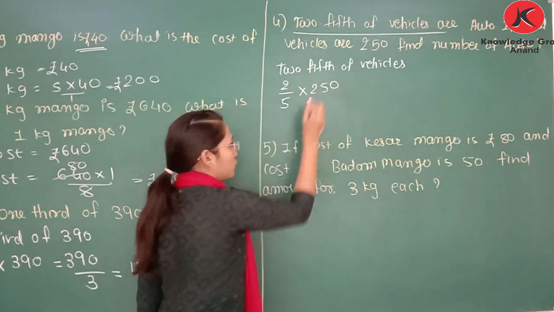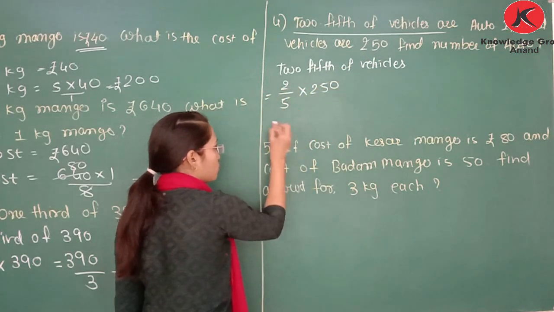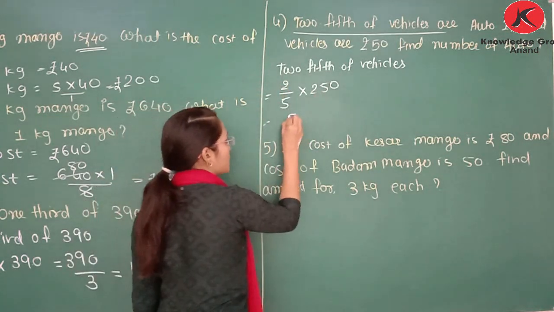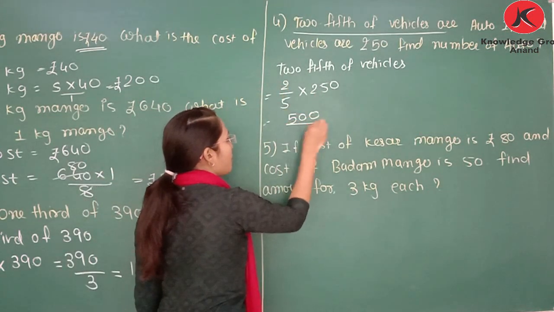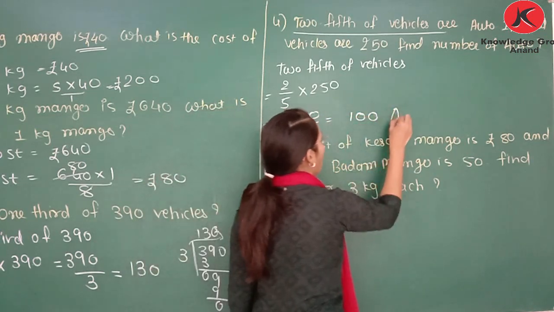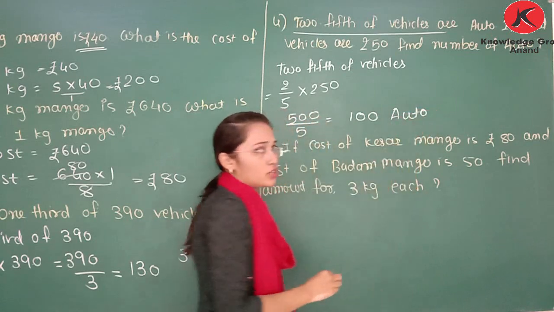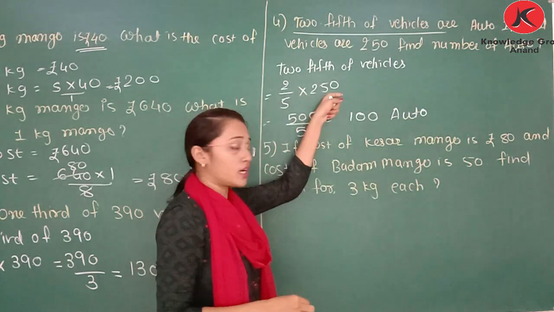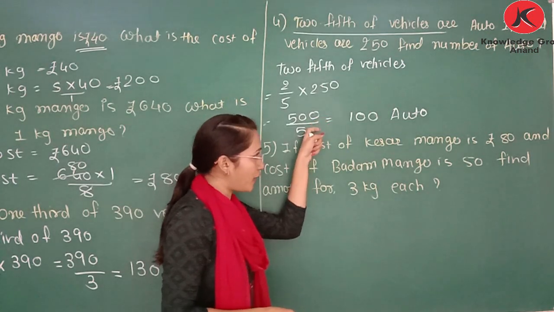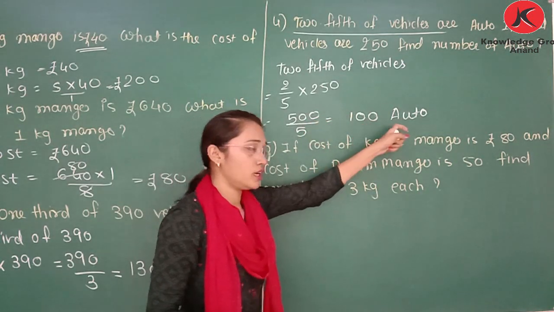So multiply by 250. 250 multiplied with 2. The numerator, the one on top, is multiplied. 250 multiplied by 2 is 500. Divide by 5. What is this? It is 100, that are autos. Clear? 2/5 of total vehicles. So 2 into 250 is 500, divide by 5. So it is 100 autos.